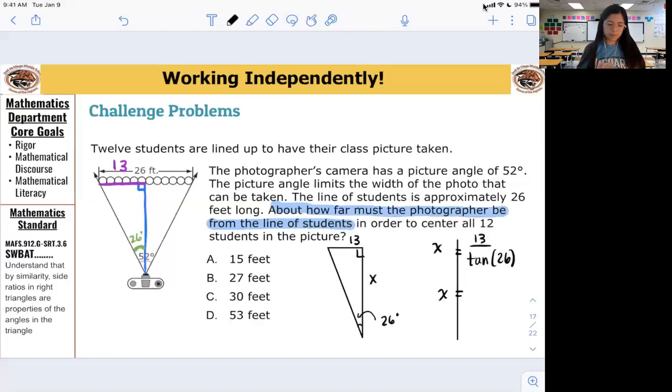So let me see what I get. 13 divided by the tangent of 26. I got 26.6. So 27. Okay. So does that clear things up? I know this one was kind of tricky, you had to realize that. Once you realize that, you're good.